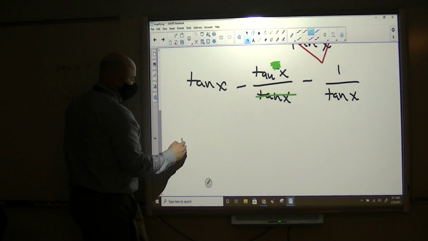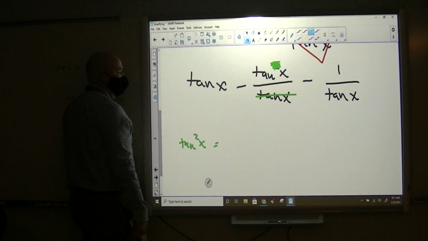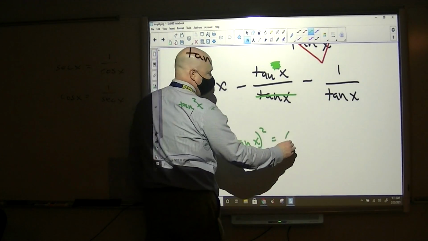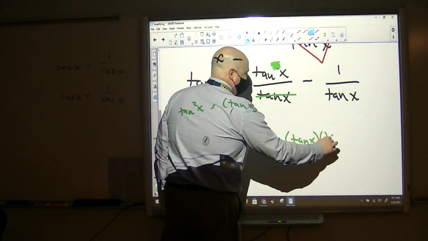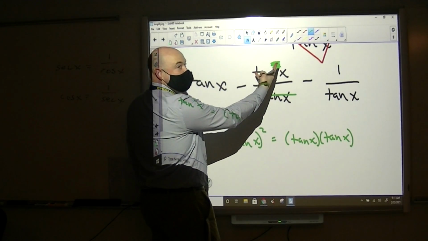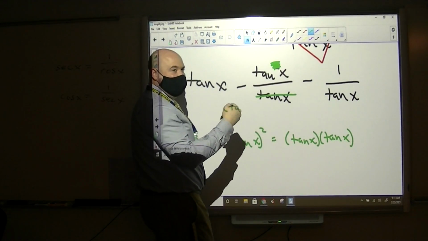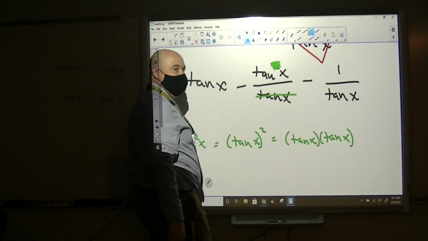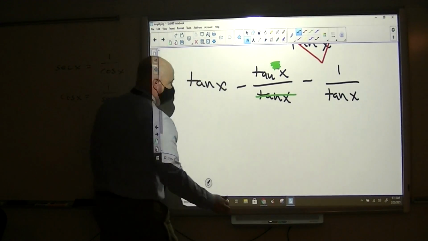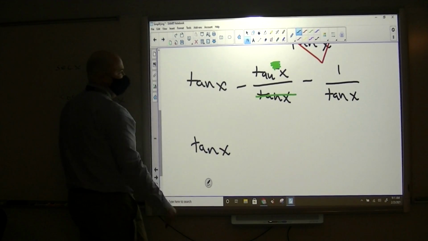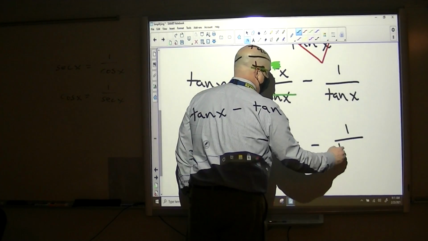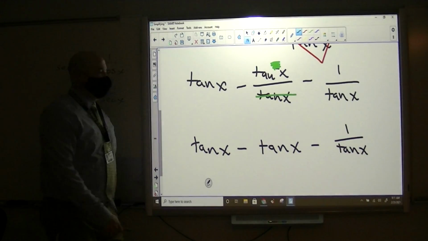If I'm taking too much of a big step here, I'll write it small right here. Tangent squared x is tangent x squared, which is tangent x, tangent x. So this is what I have up here. So by crossing off the 2, I don't have 2 of them, I have 1 of them, and I'm canceling it with that one. Okay? So now we have tangent x minus tangent x minus 1 over tangent x.